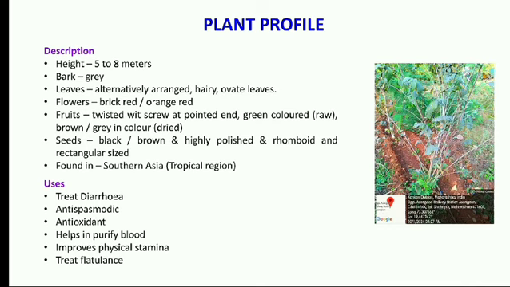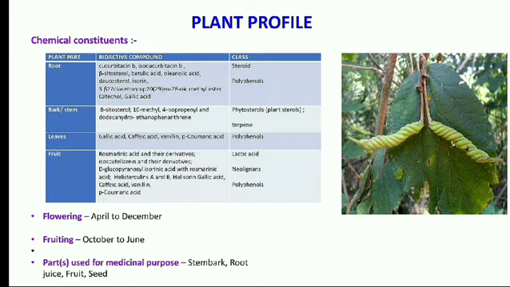Seeds are black or brown, highly polished, rhomboid or rectangular sized, generally found in southern Asia in tropical region. Uses are generally treating diarrhea, antispasmodic and antioxidant. These are the chemical constituents according to plant parts. Fruit has rosmarinic acid, helisterculins A and B, helisorin, gallic acid, caffeic acid, vanillin and p-coumaric acid. Murud-Shing has flowering in April to December and fruiting in October to June. Parts used for medicinal purpose are stem bark, root juice, fruit, seeds.